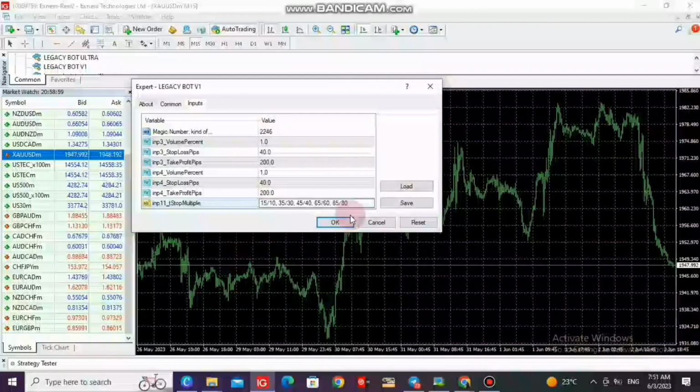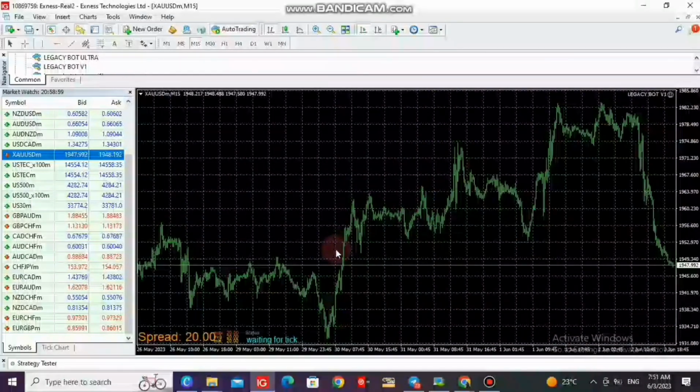So that means it won't cut your profits, and also that means that you'll be at more risk of being caught by a reversal. This is actually just for protection, to protect your profits so that you cannot lose your money in case the market price reverses. So after that, you are done. You just have to press OK. After pressing OK, you will see waiting for tick, then it will start working.